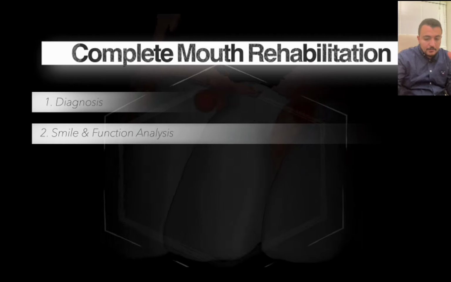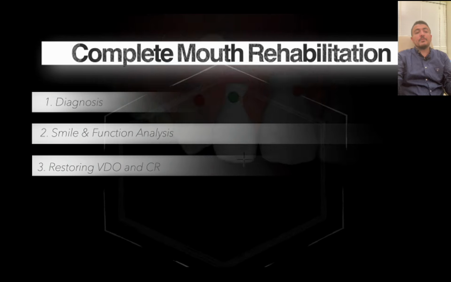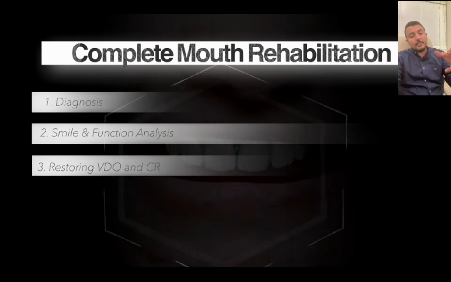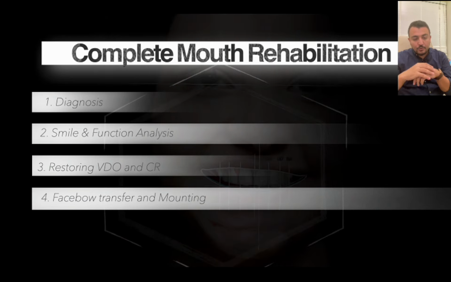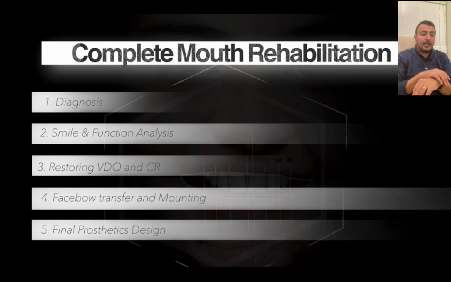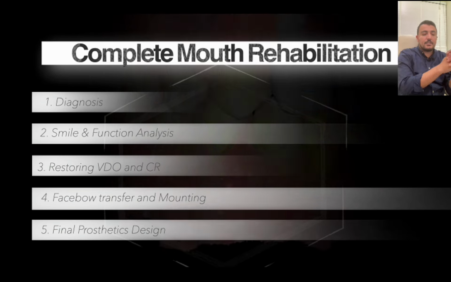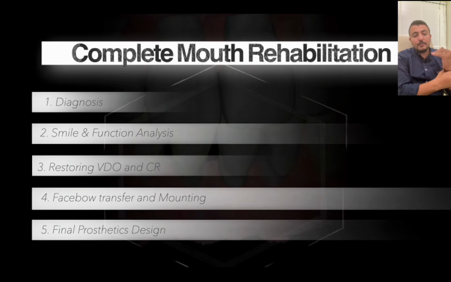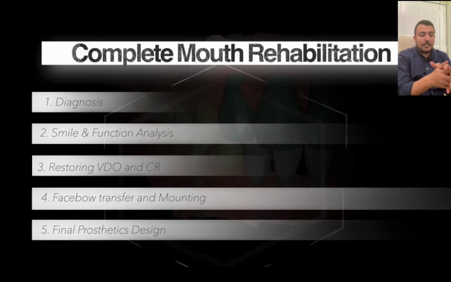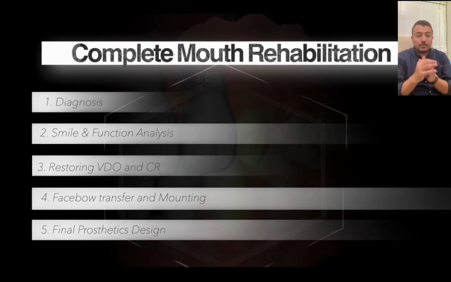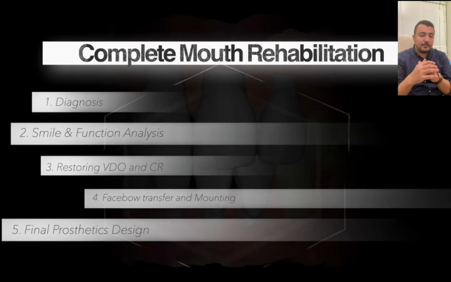So usually for any case with complete mouth rehabilitation, we should have a customized scheme starting from proper diagnosis, then a smile and functional analysis, and then restoring the vertical dimension of occlusion and centric relation, which is the topic of today's webinar, and then how to make a facebow transfer, a virtual facebow transfer, and mounting, and finally the design of the final prosthetics. So today I'm going to discuss the third and the fourth step, which is restoring vertical dimension, and then how to mount the relationship using a digital facebow transfer, and how to mount this orientation on a semi-adjustable articulator.